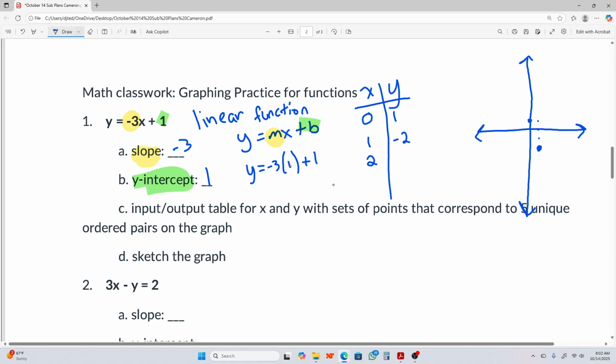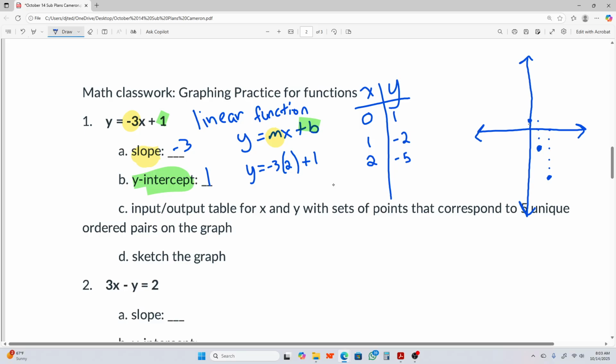And then when we change our x to a 2, negative 3 times 2 is negative 6. Check on the calculator. Negative 6 plus 1 is negative 5. So when our x goes up to 2, our y is at negative 5. Negative 1, 2, 3, 4, 5. So every time that our x goes up by 1, our y is going down by 3.